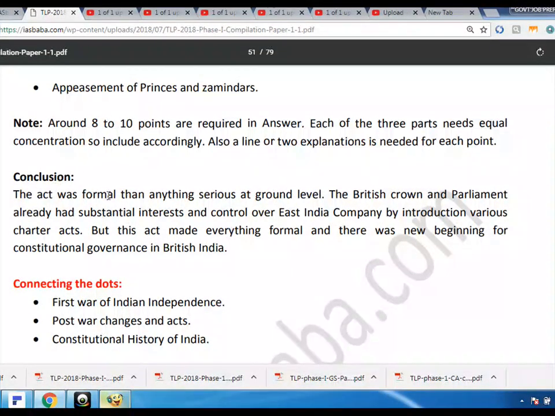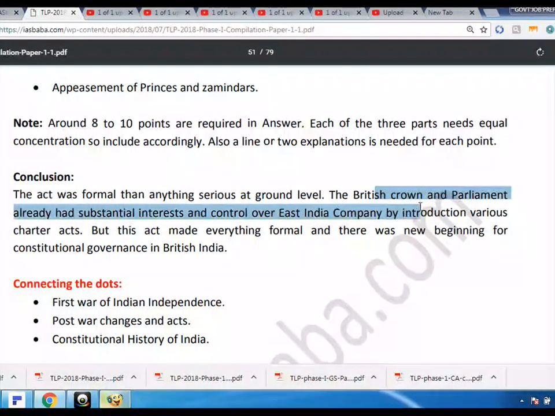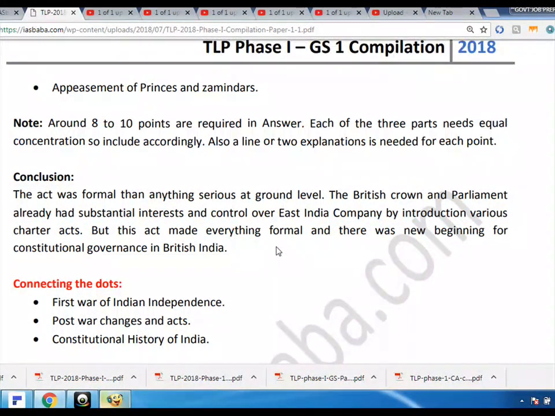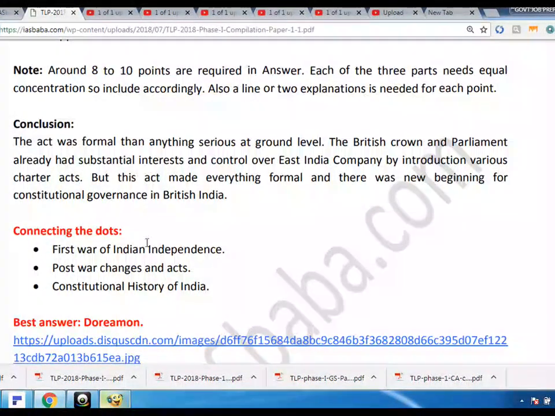Conclusion: the Act was more formal than anything serious at ground level. The British Crown and Parliament already had substantial interests and control over the East India Company through the introduction of various charter acts. But this Act made everything formal, and there was a new beginning for constitutional governance in British India.